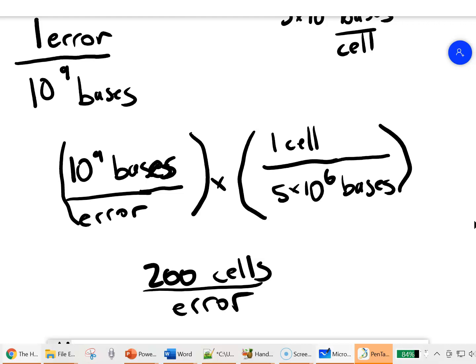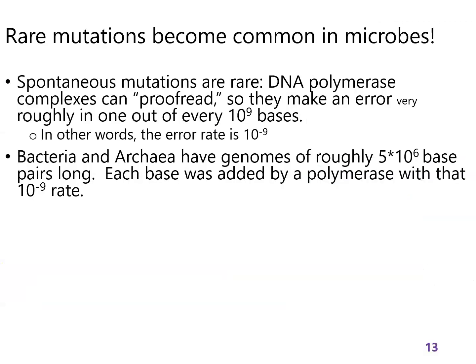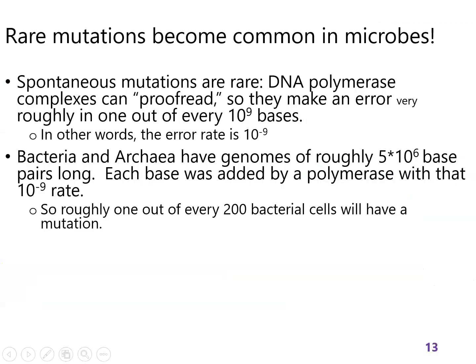So again, we came up with roughly 1 out of every 200 cells will have a mutation. So is that a big number? 1 out of every 200, it takes forever to count to 200, so how many do you see? Well, bacterial numbers are huge.